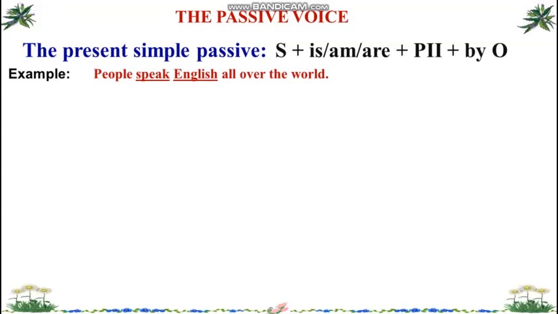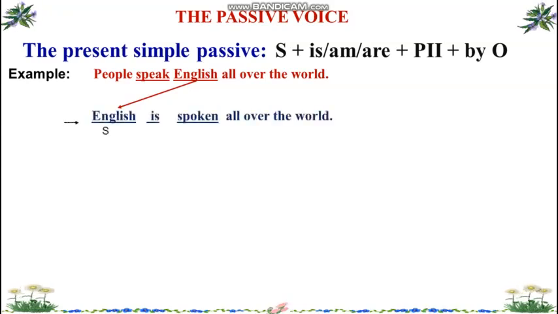People speak English all over the world. And now we change into the passive sentence. English is the object, so we change it into the subject. Look at the verb speak. It is in present form. So we have is spoken all over the world. English is spoken all over the world.